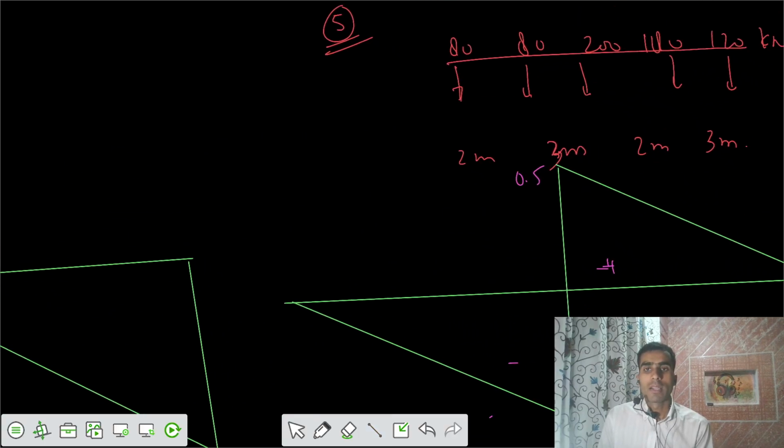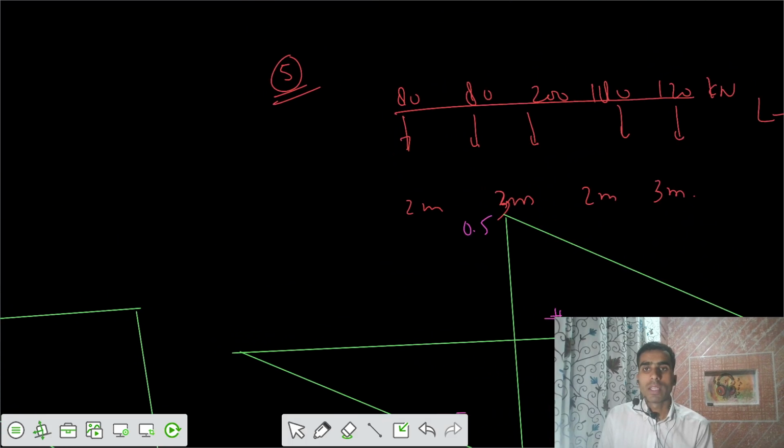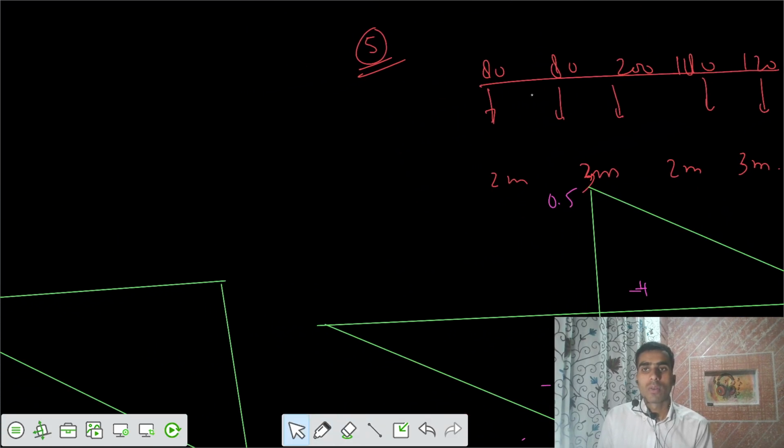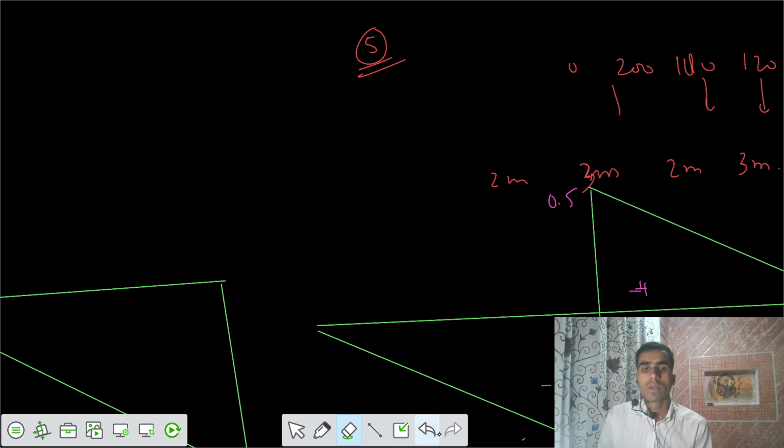So let's go for that. Let's keep the loads in this way. Let's say these are our loads.